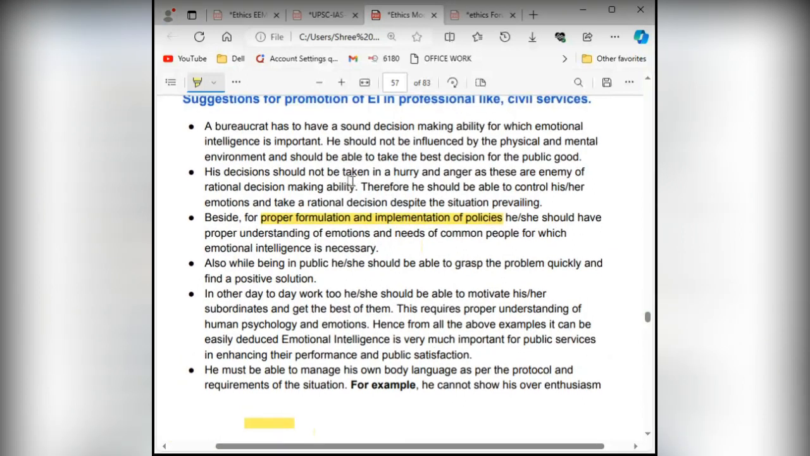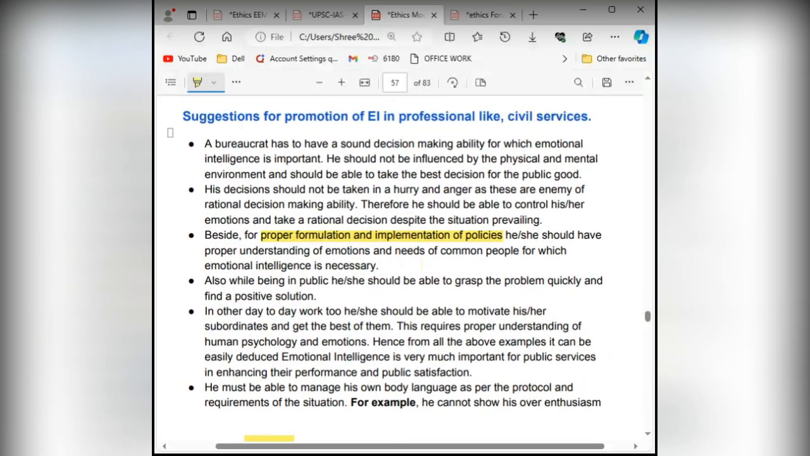These are some of the examples, some of the ways by which you can help yourself to enhance your emotional intelligence. Now, for example, physical and mental environment, and you should be able to take the best decision for the public good.